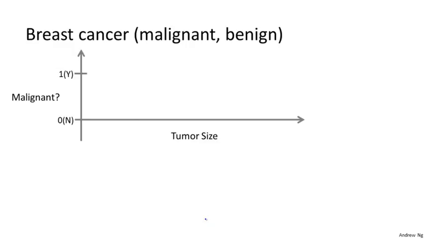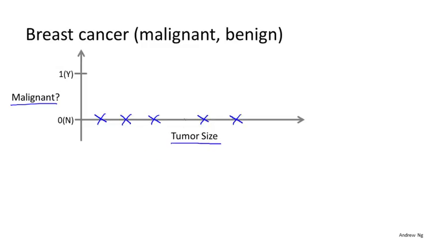Let's say you collect a data set, and suppose in your data set you have on your horizontal axis the size of the tumor, and on the vertical axis I'm going to plot 1 or 0, yes or no, whether or not the tumors we've seen before are malignant, which is 1, or not malignant, or benign, which is 0. So let's say your data set looks like this, where we saw a tumor of this size that turned out to be benign, one of this size, one of this size, and so on.